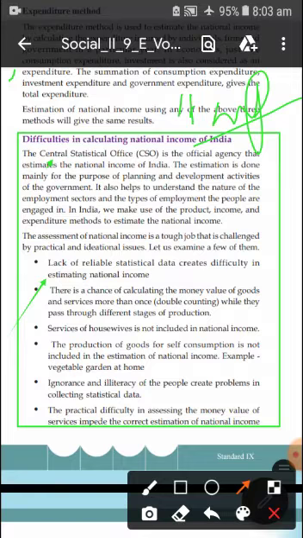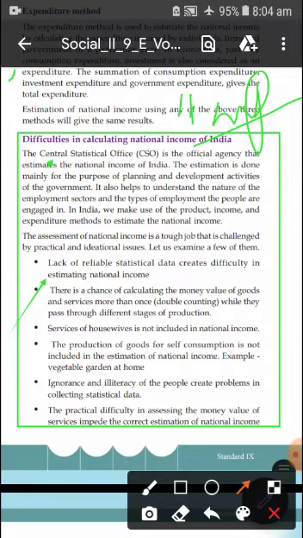And the next one: the production of goods for self consumption is not included in the estimation of national income. In our vegetable garden we are producing many goods, we are eating them, but it is not counted in production, and it does not come to the market.